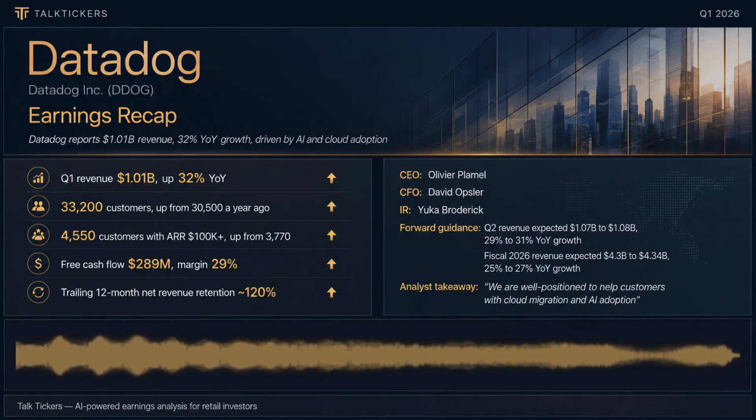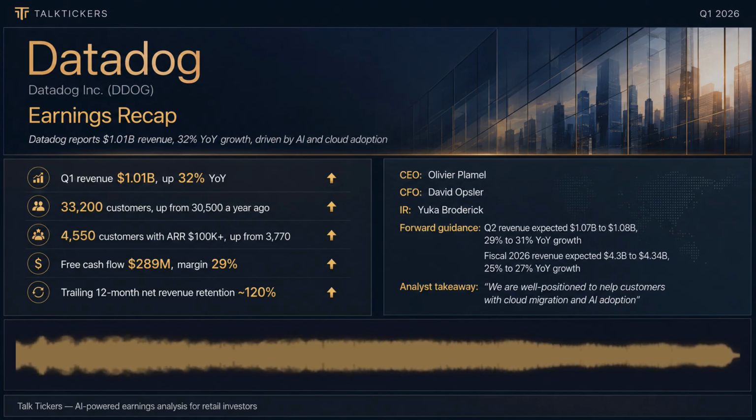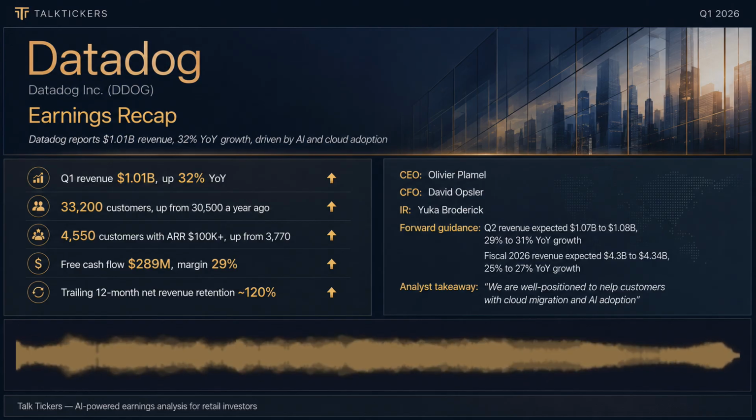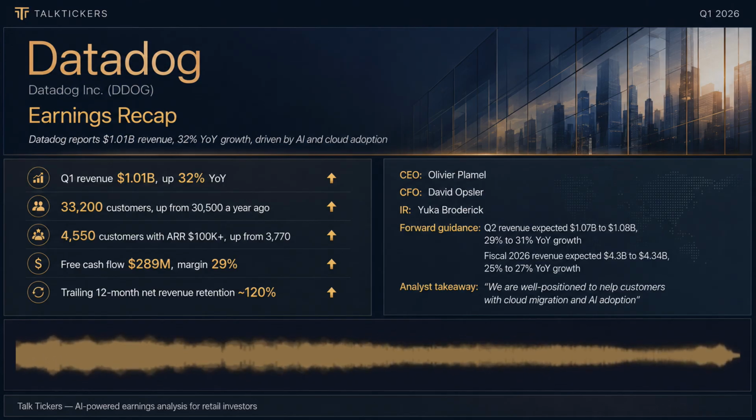They ended the quarter with about 33,200 total customers. But the cohort driving the financial engine is highly, highly concentrated. Yes, it is. They have 4,550 customers generating $100,000 or more in annual recurring revenue. And that's up from 3,770 a year ago. And management explicitly stated that those high-value customers, those whales, generated approximately 90% of the Q1 revenue growth. 90% of the growth from just over 4,000 customers.